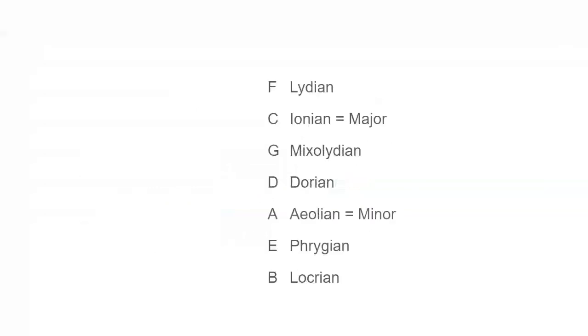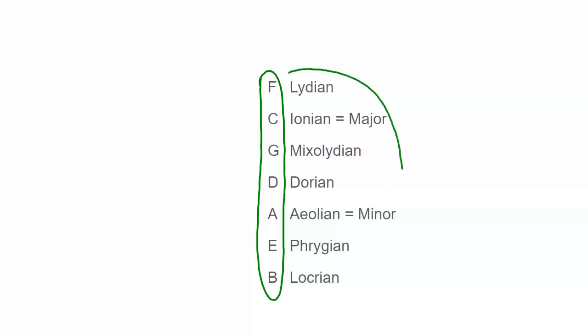Now you might have noticed that the order I put these in follows the order of sharps, or the circle of fifths, with these notes in this order right here, F, C, G, D, A, E, B, and these modes in this order, Lydian, Ionian, Mixolydian, Dorian, Aeolian, Phrygian, Locrian. I've created what I call the line of modes.